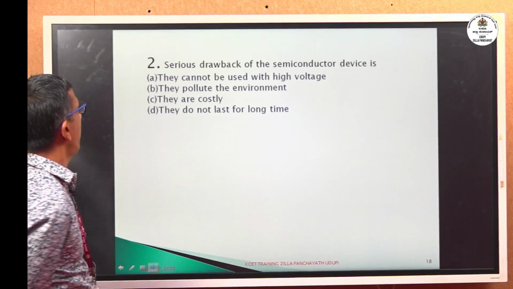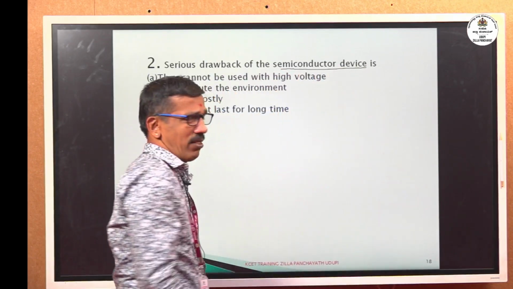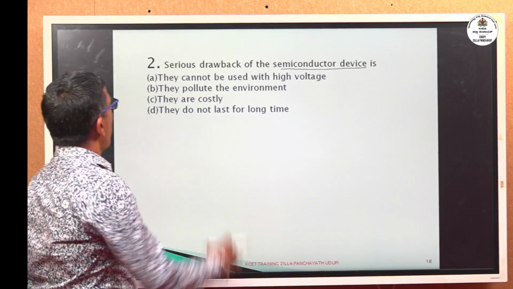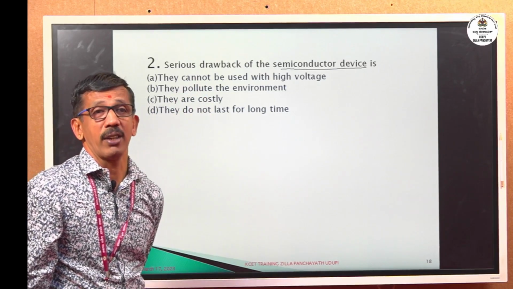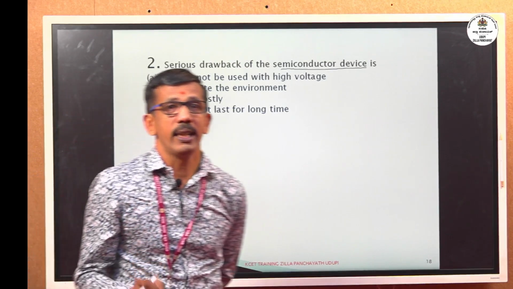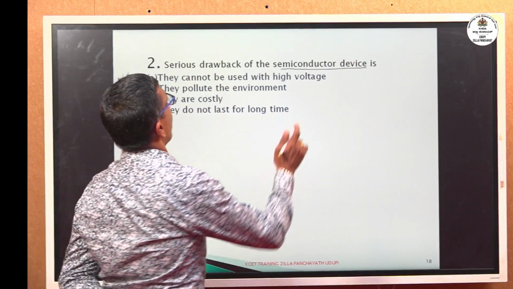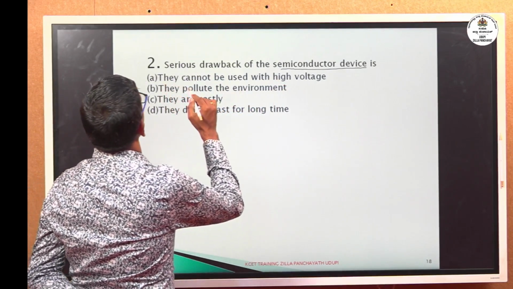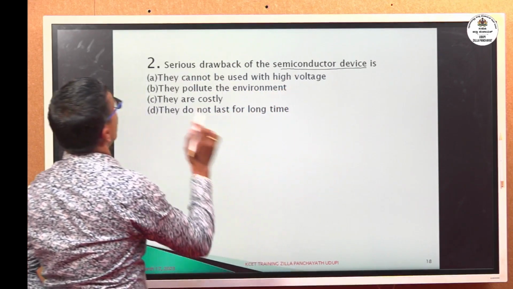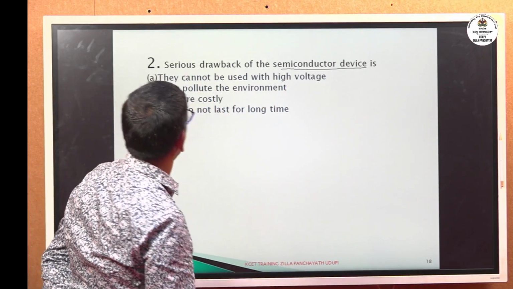See the question carefully. Serious drawback of semiconductor devices. Read all the 4 points and decide which is the correct answer. We know semiconducting devices work only at low voltages, or they are low power devices. Here they have given: they cannot be used with high voltage, they pollute the environment, they are costly, they do not last for a long time.